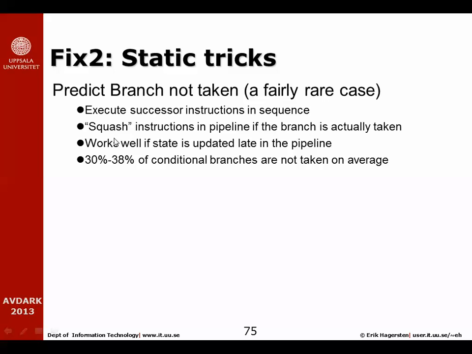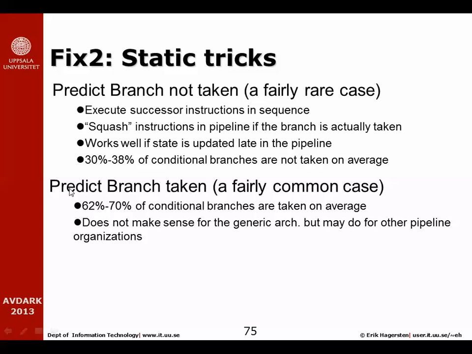So this may work very well. This squashing business could be somewhat complicated, but we're going to do much more scary things than this down the road. This would work very well. The only problem is that it's very rare that branches are not taken. It's much more common that branches are taken, actually, especially if you think about the tight loop that may be common in execution. So this would not cover more than maybe 30% or so of the conditional branches. So it would be much better to predict that the branch is taken because it's much more common.